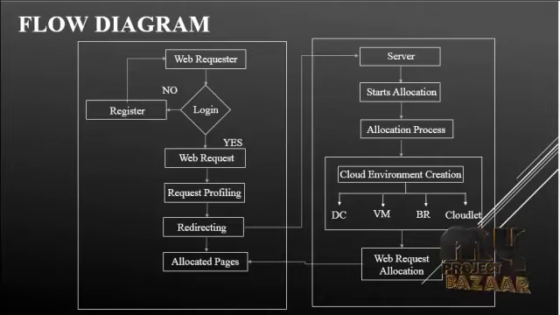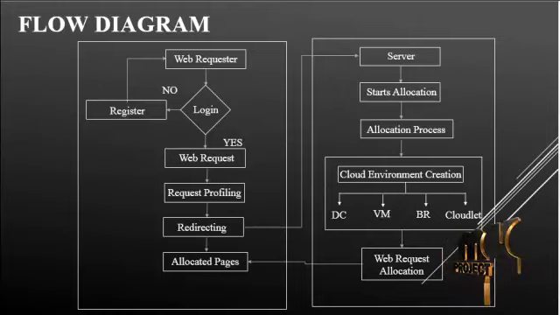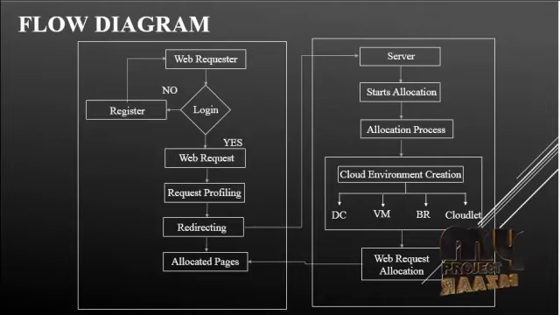The request profiling is nothing but analyzing, improving and displaying the data, and then redirecting the data to the server to allocate in the server. Here the web requester will send a request to the server to allocate the web application data. The server immediately starts the allocation by creating the data center. This comes under the allocation process.